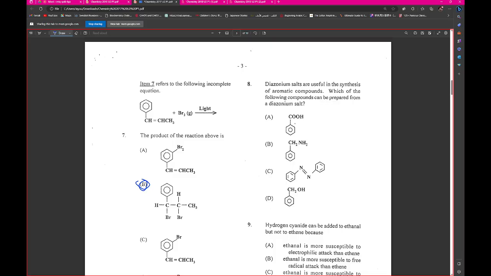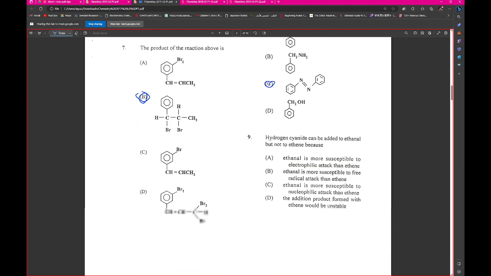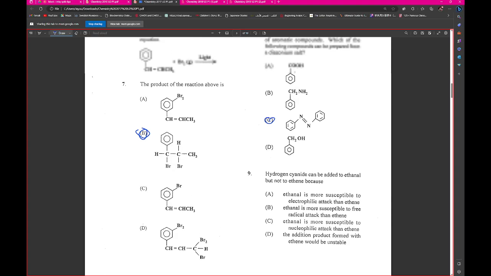Diazotization, right, to create the salt. Alright, and then we have the coupling reaction to create our dye, right? So C would be the answer.